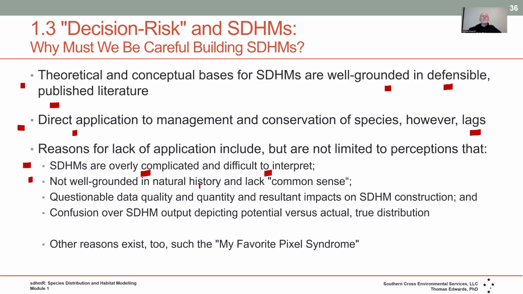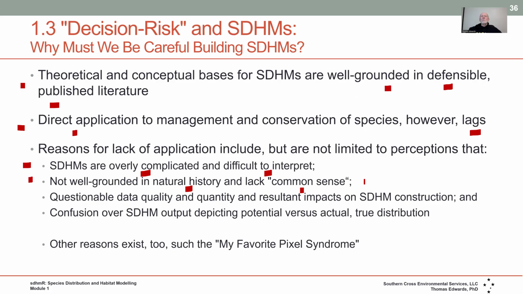Another common criticism is they are not well grounded in natural history and oftentimes lack common sense. Now, there are two reasons for this. One of them simply has to do with the world of GIS predictors. A lot of the ecological reasons, be it a Grinnellian, an Eltonian, or a Hutchinsonian element as to why a species might be there, there simply is no analog for GIS information that's associated with that.